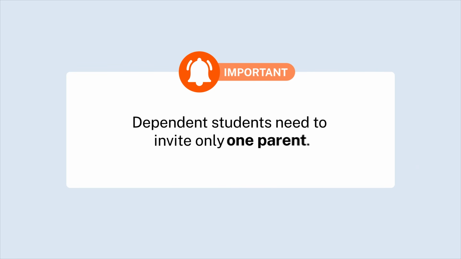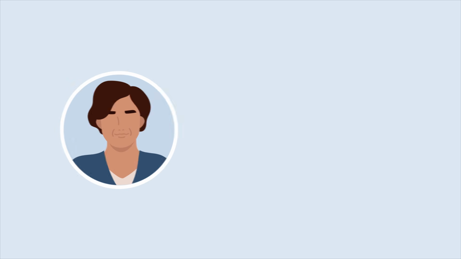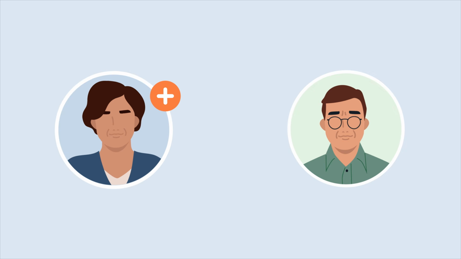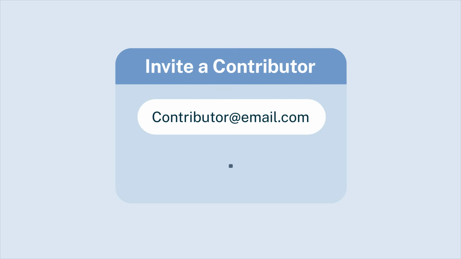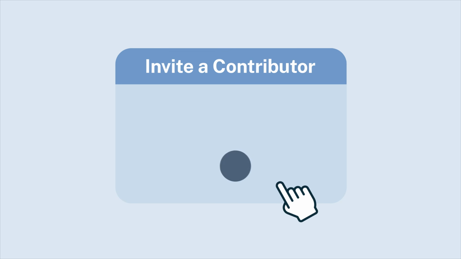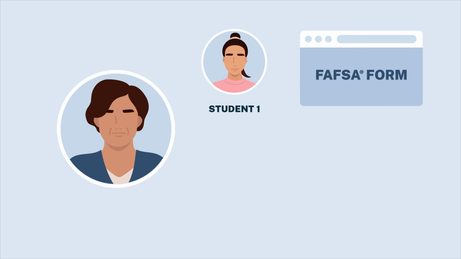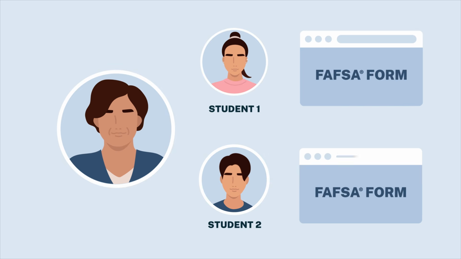Dependent students need to invite only one parent when completing this section. If a second parent is required, the first parent will invite them when they're filling out their sections of your FAFSA form. To invite a contributor to your FAFSA form, enter your contributor's email address in the provided text box and select Send Invite. This sends an invitation tied specifically to you and your FAFSA form. If you have a parent contributor with multiple children completing the FAFSA form, they'll need to complete a FAFSA form for each invitation they receive.